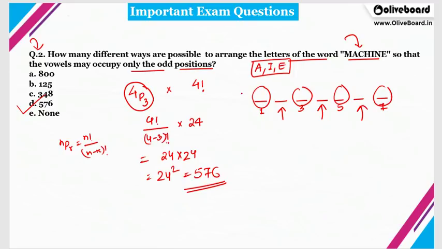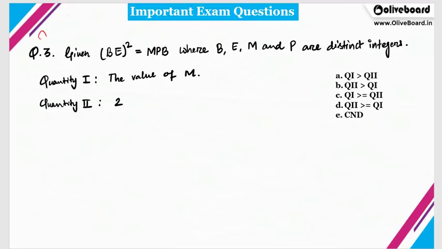Now let's move on to our question number 3. So in the third question, they are saying given BE squared is equal to MPNB. So BE is a 2-digit number, and if I square this 2-digit number, I am getting a 3-digit number, which is equal to what? MPNB, where B, E, M and P are what? Distinct integers. Okay, that they are different integers, and quantity 1 is defined as to find the value of M, and quantity 2 is what?